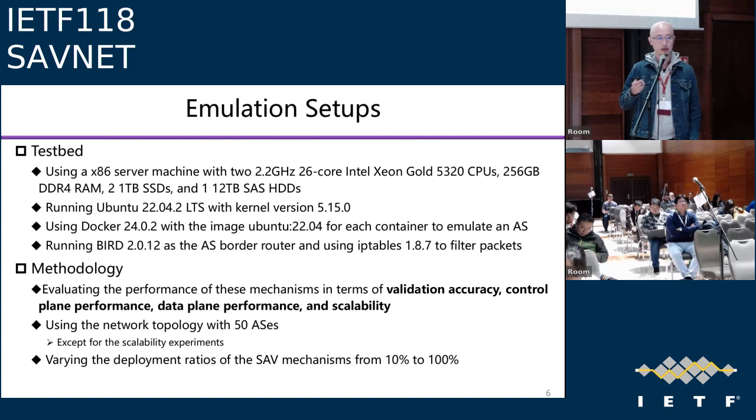One is the validation accuracy, then the control and data plane performances, and the scalability of the SAFOP implementation. And in the experiments, we mostly use topologies with 50 ASs, and these topologies are sampled from the real internet topology. And for scalability experiments, we'll increase this number to as high as possible.